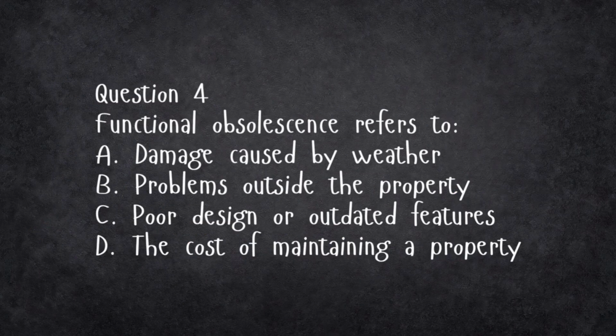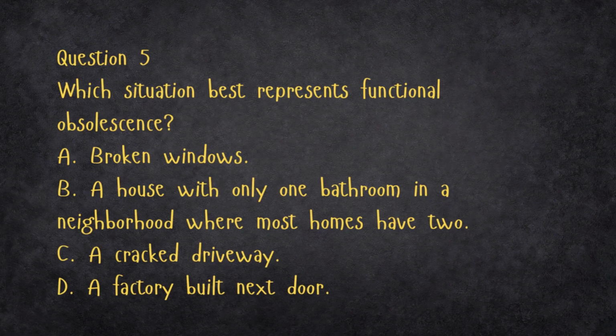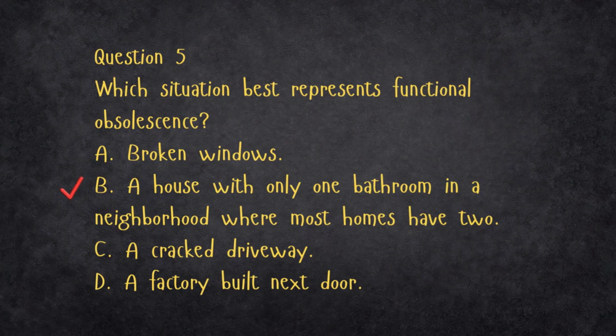Question 4. Functional obsolescence refers to A. Damage caused by weather. B. Problems outside the property. C. Poor design or outdated features. D. The cost of maintaining a property. The answer is C. Poor design or outdated features. Question 5. Which situation best represents functional obsolescence? A. Broken windows. B. A house with only one bathroom in a neighborhood where most homes have two. C. A cracked driveway. D. A factory built next door. The answer is B. A house with only one bathroom in a neighborhood where most homes have two.